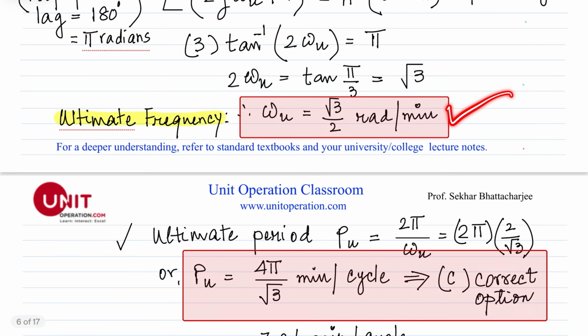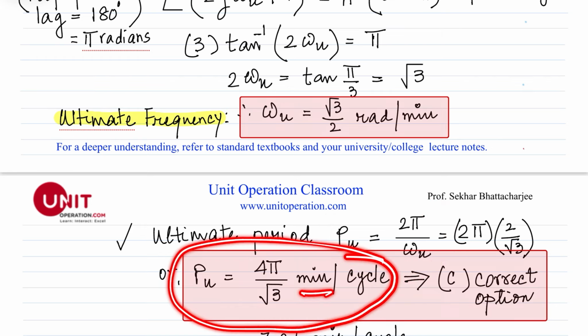Once we know that, then the ultimate period, of course, is given by this one right here. So the ultimate period is 4 pi root over 3 minute per cycle. So C is, of course, the correct option here.